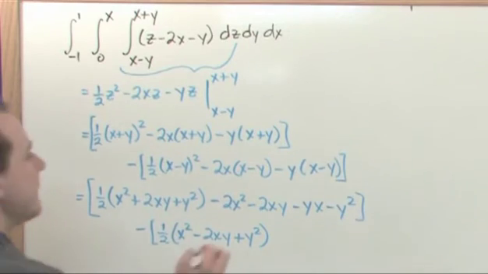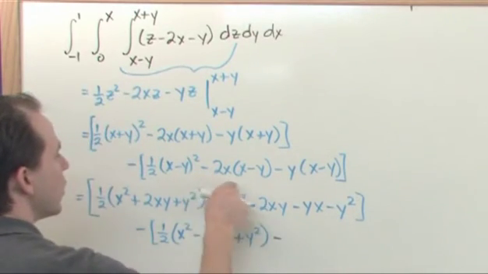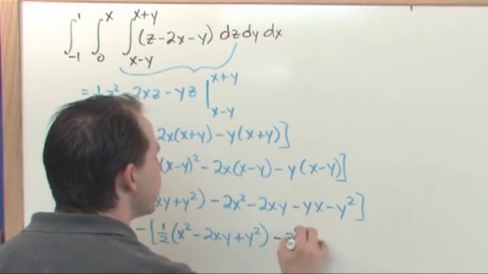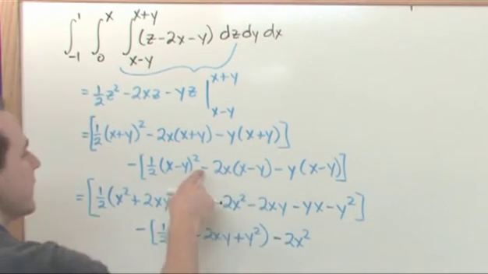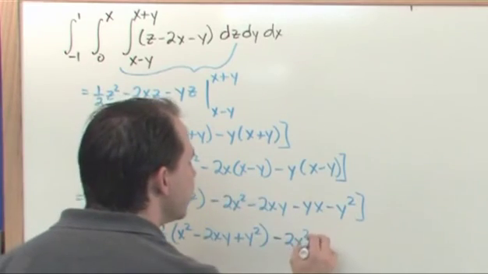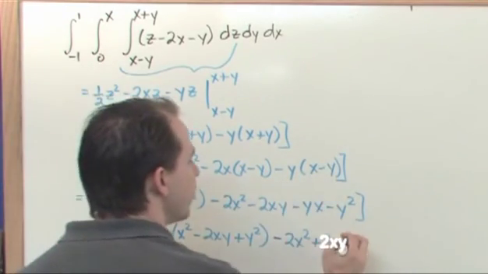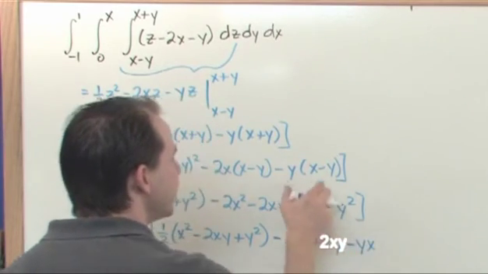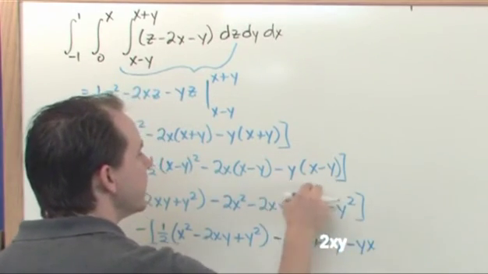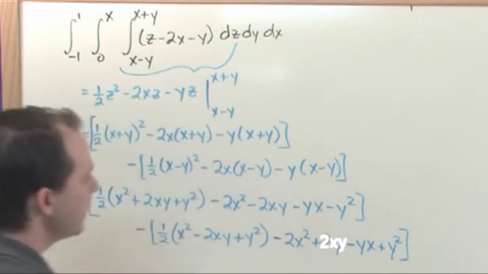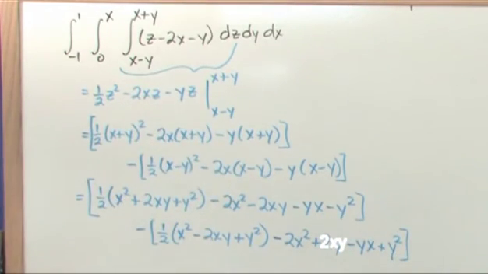Minus, let's go ahead and work on this distribution here. You'll have negative 2x squared right here, and then negative 2 times negative y gives you positive 2y. And working on this third term, you'll have negative y times x here, and then plus y squared. Okay, plus y squared. So we've done the hard part. I mean, we really and truly have done the hard part.